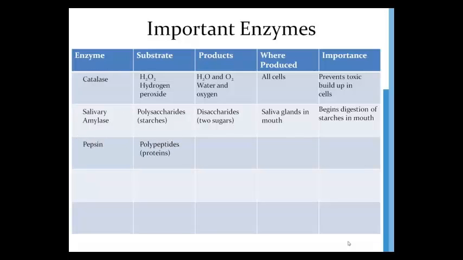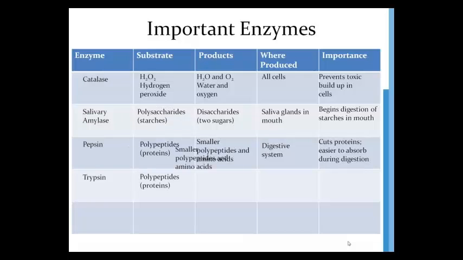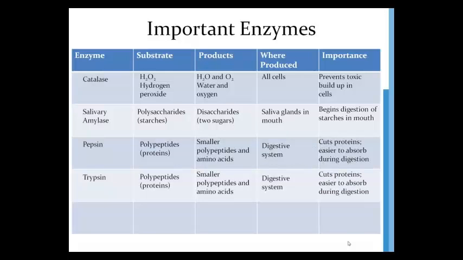Pepsin digests proteins, breaking them down into smaller polypeptides, smaller chains, and amino acids. This is found in the digestive system, and it helps cut proteins to make them easier to absorb during digestion. Trypsin has similar properties. It also breaks apart proteins. It just cleaves between a specific set of amino acids. It's also found in the digestive system, and again, makes those proteins a little smaller and easier to be absorbed by your digestive tract.